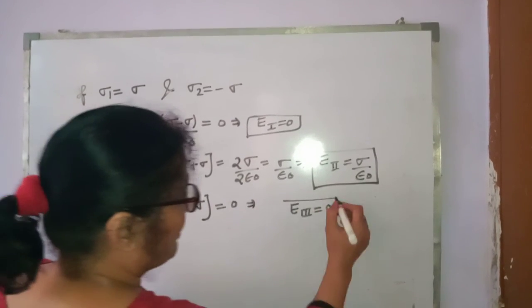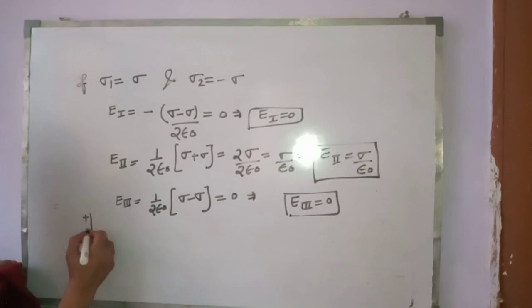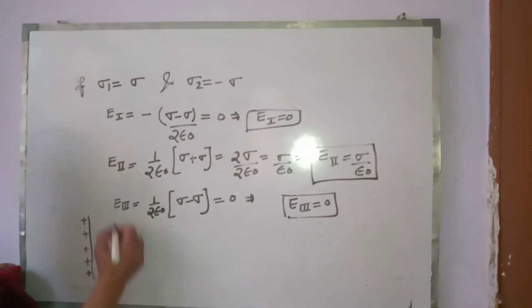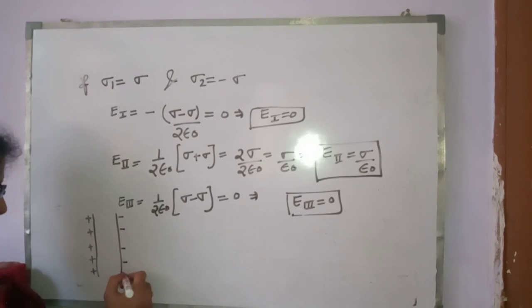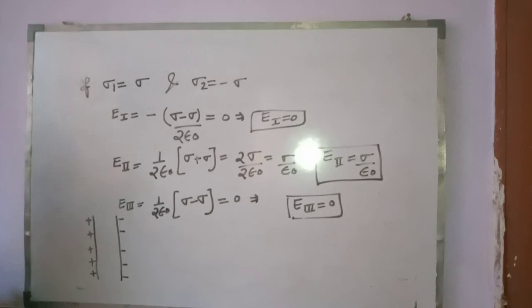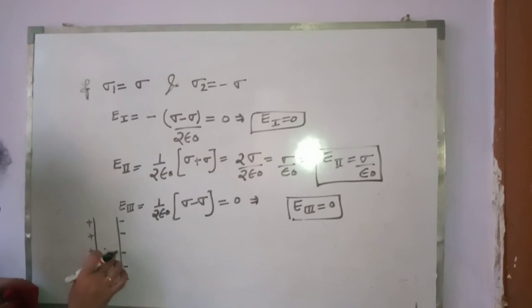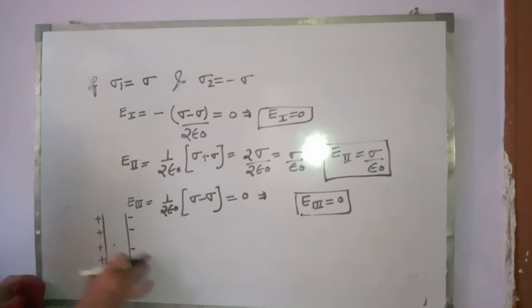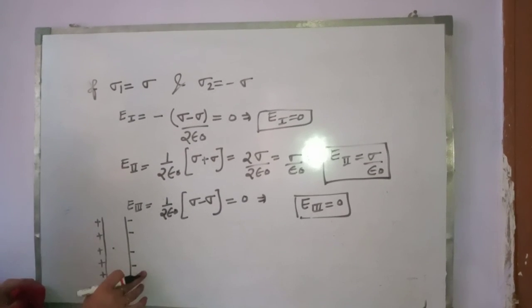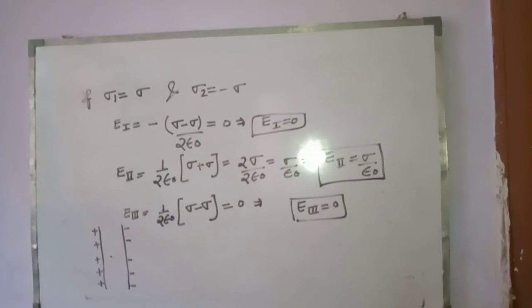And you can say if two plates, one positively charged and the other negatively charged, have the same charge but opposite nature, then the electric field exists only between the plates. Outside the plates, the value of the electric field is always equal to 0.